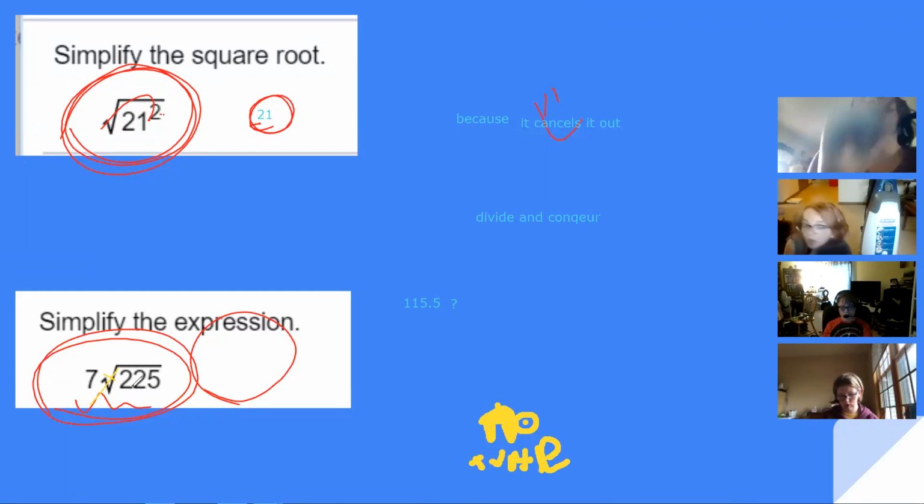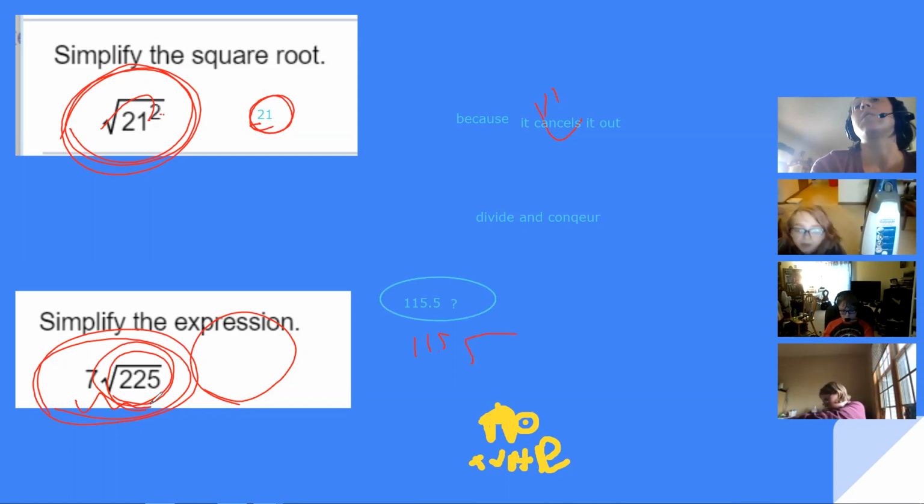Okay, so we would first take the square root of that 225, and then we would multiply it by that 7. That's where everybody's getting 105 from. So what's the square root of 225? Is it really 115.5? Let's see.